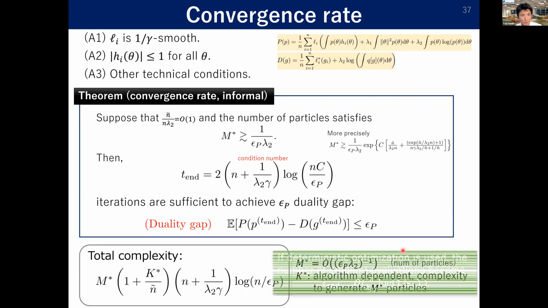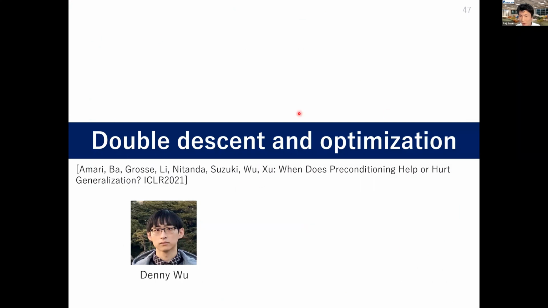Okay. So the final topic is the double descent and optimization. Because I don't have so much time, I will go through this topic quickly. This part is coming from this paper, and this work was mainly initiated by Denny Yu. He is one of our collaborators.